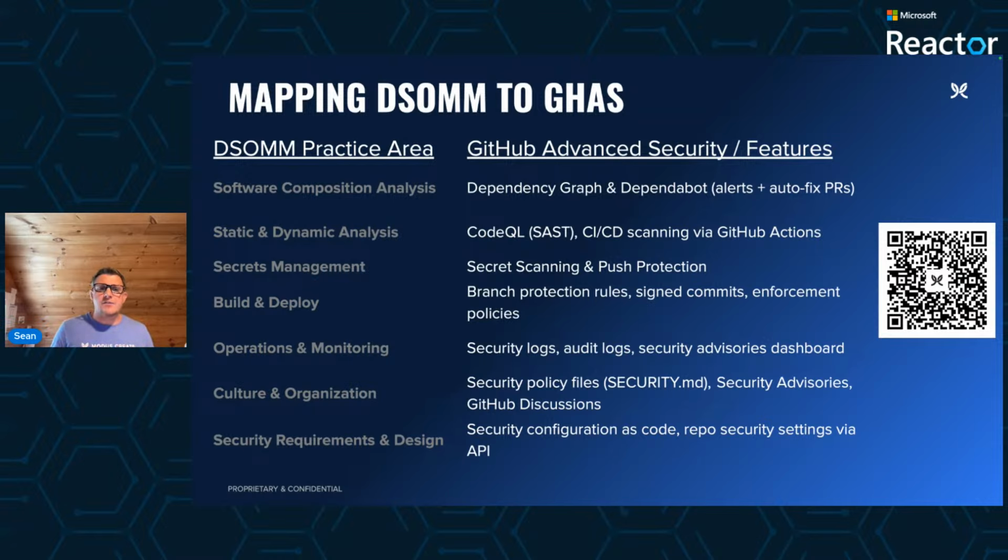Now, the real value here comes from how those tools align with DSOM's maturity areas. For example, we have software composition analysis, which aligns with dependency graph and Dependabot, of course. Static and dynamic analysis tie back to CodeQL. Secrets management maps to secret scanning and push protection. Logging and monitoring is on full display with security logs in GitHub Advanced Security. And then security testing automation is enabled through the CI/CD pipeline via GitHub Actions.